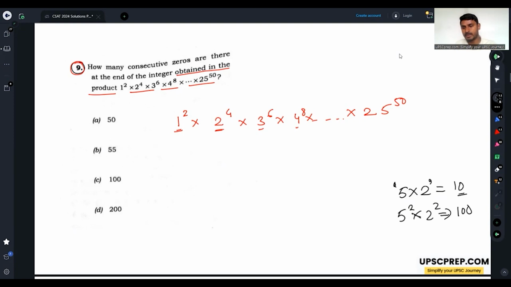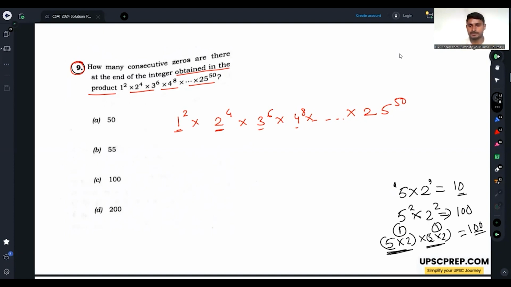What has happened is, here you have 2 pairs of 5 and 2, right. This is 5 into 2 and again 5 into 2. So 5 squared into 2 squared can be written as 5 into 2, 5 into 2. So here you have got 2 pairs, this one pair and this one pair. So you have got 2 zeros at the end. Okay, the same logic we will apply here. Ultimately, how many 5s you have and how many 2s you have in the multiplication will decide how many zeros will be there at the end.